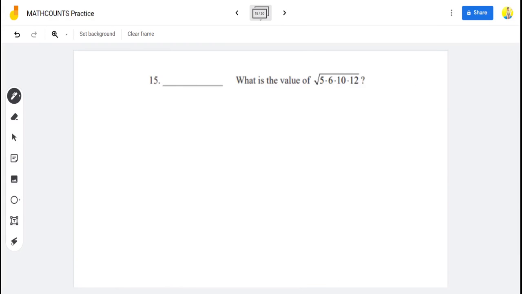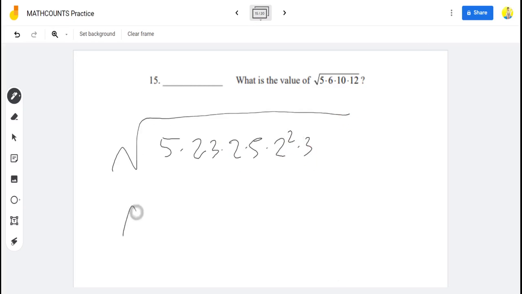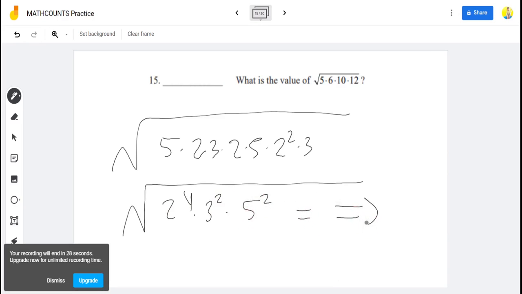15. What is the value of the square root of 5 times 6 times 10 times 12? To solve this problem, we basically see that we can just factor this out. So 5 times 2 times 3 times 2 times 5 times 2 squared times 3, in the square root of all of that. We see this is the square root of 2 to the 4th times 3 squared times 5 squared. This equals 2 squared times 3 times 5, which is just equal to 60.